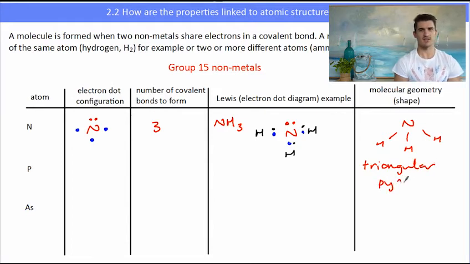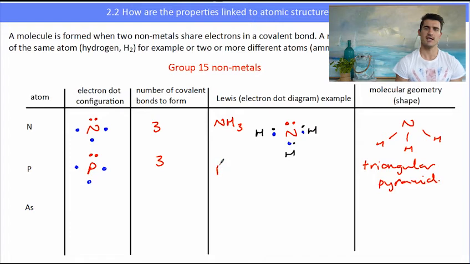Phosphorus, in the same group as nitrogen, will do the same thing. So phosphorus will have 1 pair of non-bonding electrons at the top, and then it will want to bond and share 3 of its other electrons. So it will form 3 covalent bonds. So we could have phosphine, which has the formula PH3, and the shape is going to be very, very similar to the shape of the ammonia.